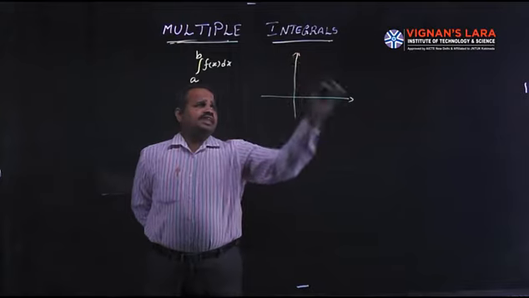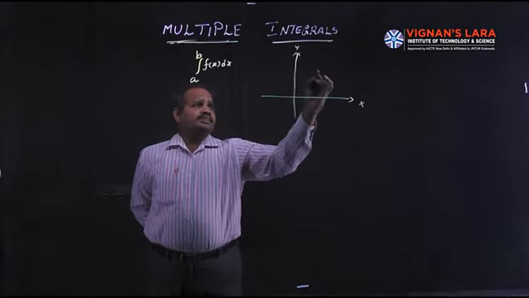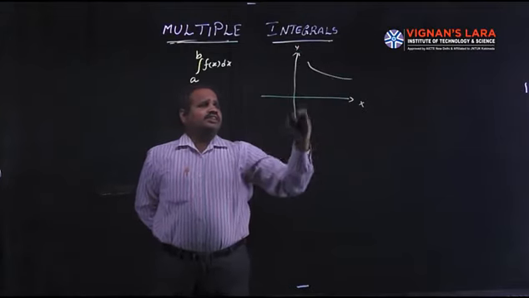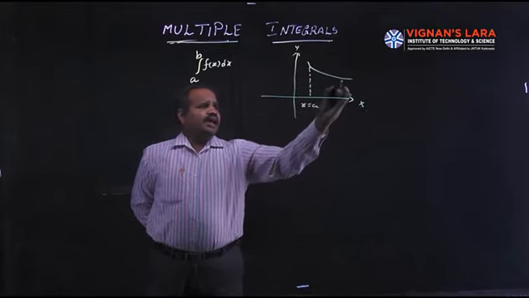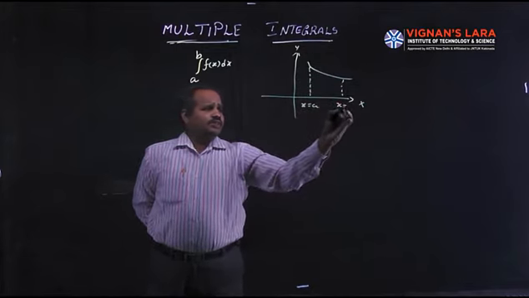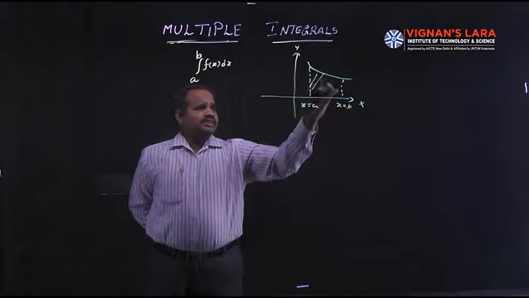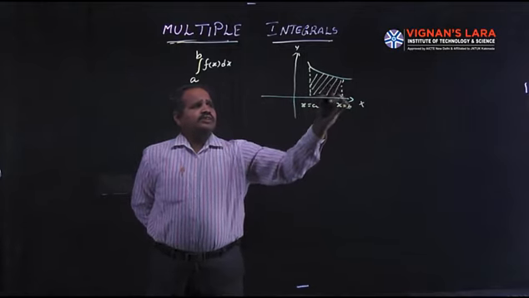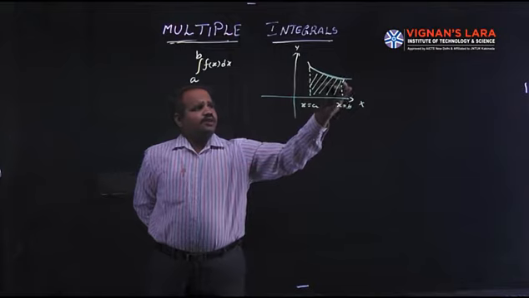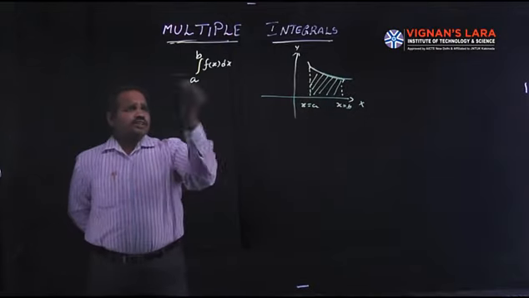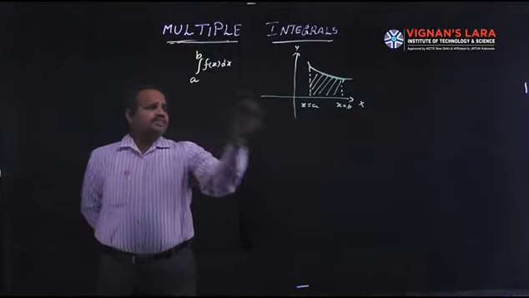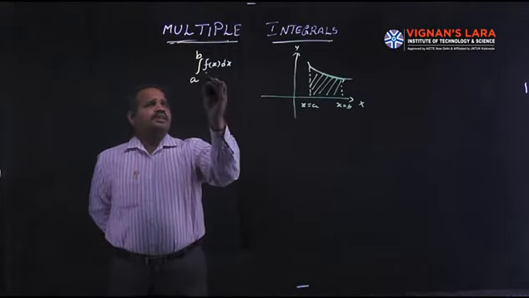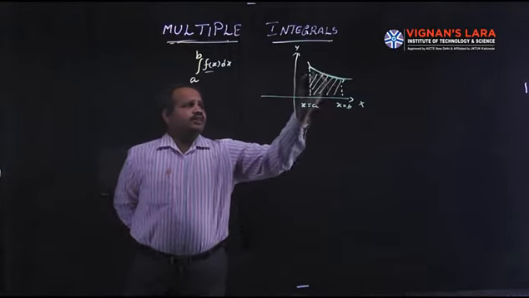This is the x-axis and y-axis. This is the curve equation, and here this is x equal to a and this is x equal to b. This is the region, and along this we are calculating only this one. So the formula is integral a to b f of x, where a is the lower limit and b is the upper limit, and along a to b we are integrating this one.